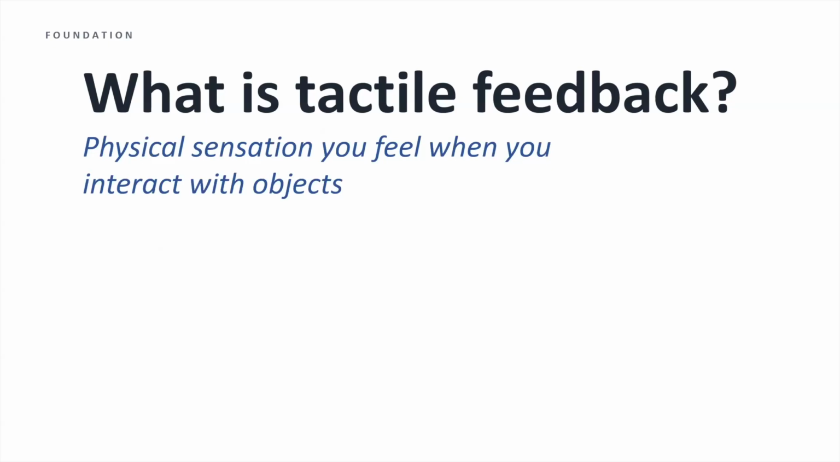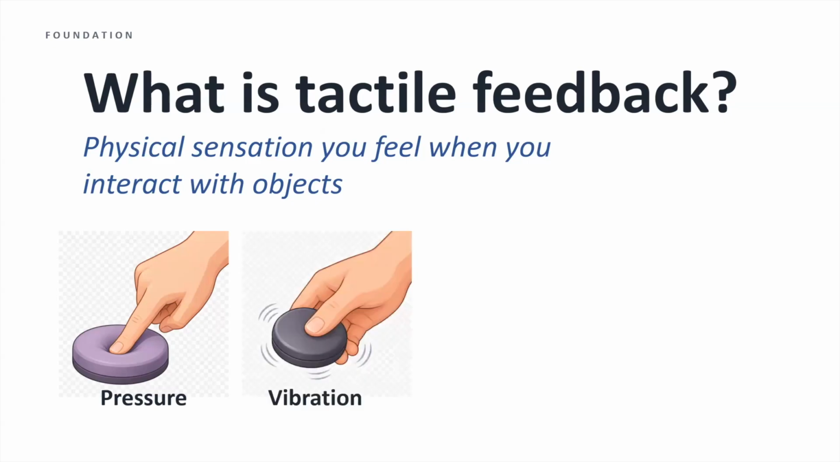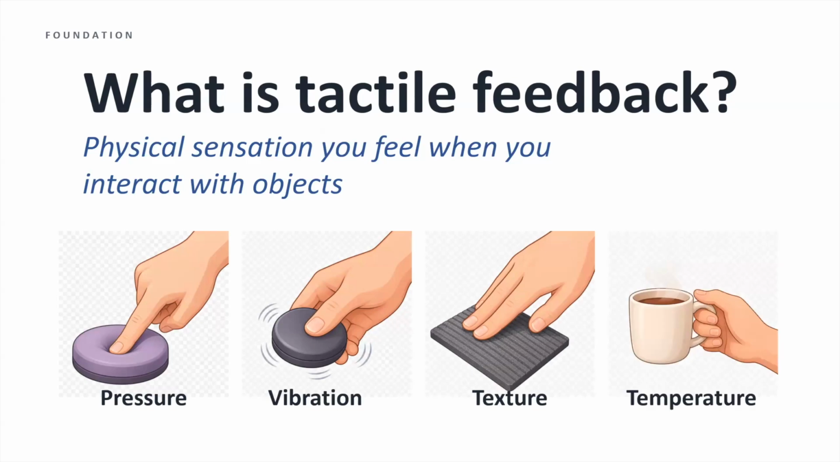So this can be in the form of pressure, when you press on something. It can be vibration, for example, the mobile phones, when you get a notification, it vibrates. And it can be experiencing textures, for example, a rough texture and a smooth texture. And it can also be temperature.